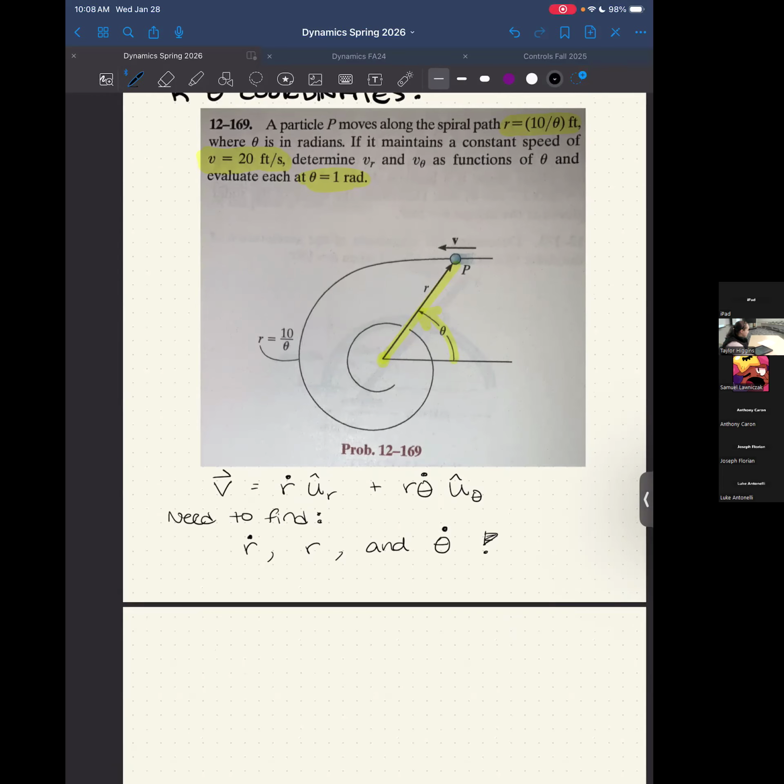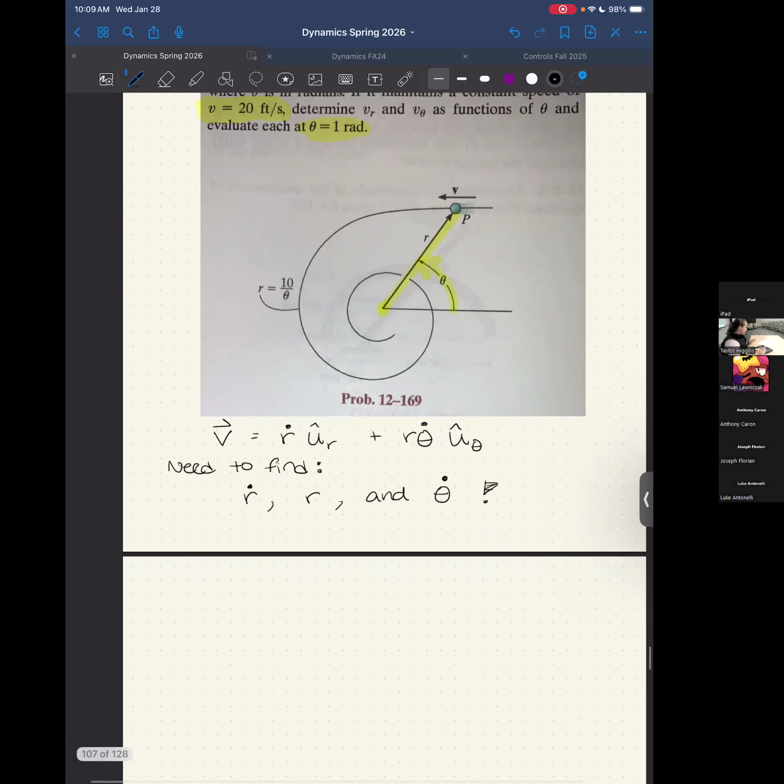As soon as we write that down, the next thought in our head should be, okay, I need to go look for each of those variables individually. So that means we need to go on a hunt for r dot, for r, and then theta dot. I usually like to work left to right, so my first thought would have been, all right, let's try to find r dot.